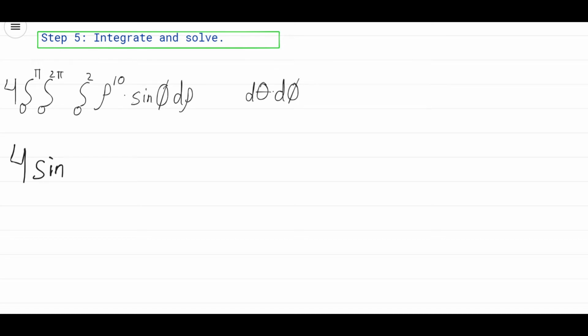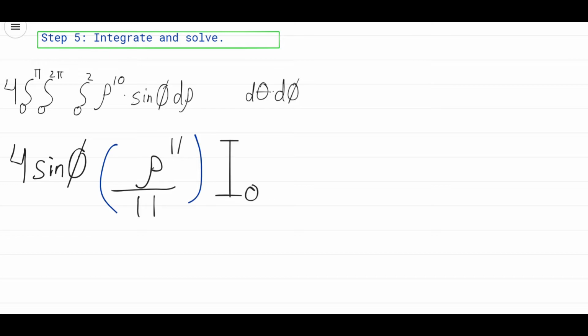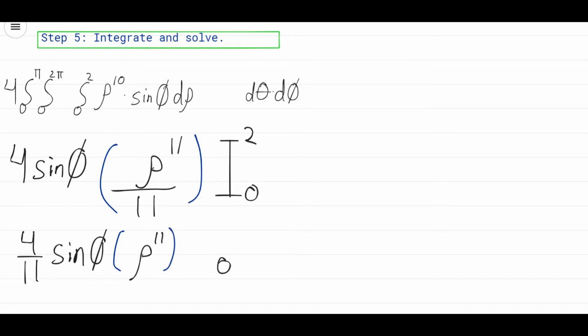So sine phi, we can pull out the constant, and when we integrate rho to the 10th power, it's rho to the 11th divided by 11, bounded from 0 to 2. And this in essence is 4 over 11 sine phi times rho to the 11th bounded from 0 to 2. All I did was factor out the 1 over 11.